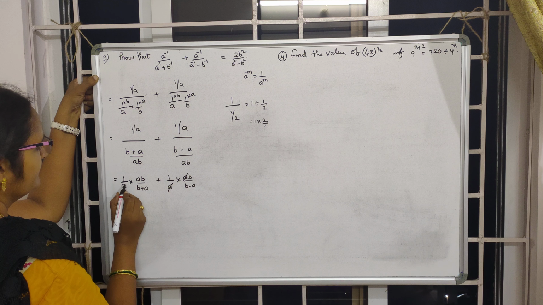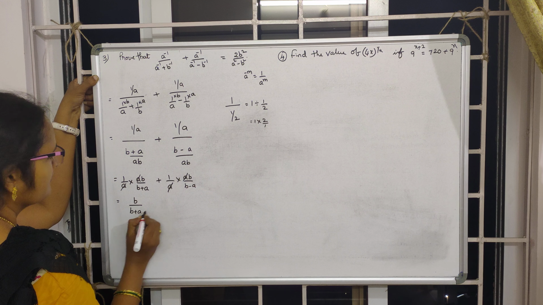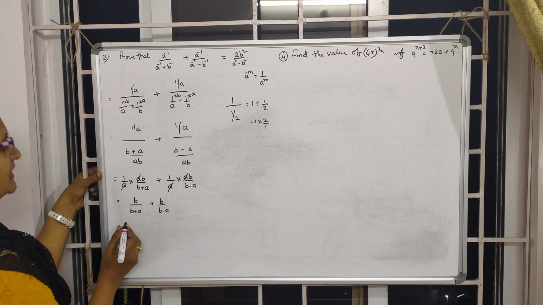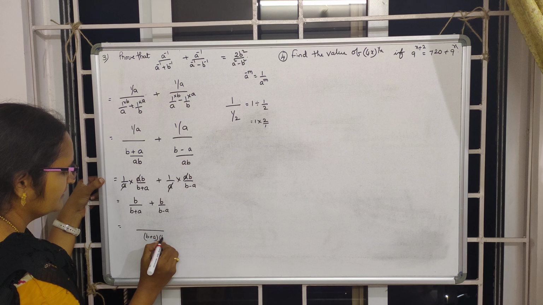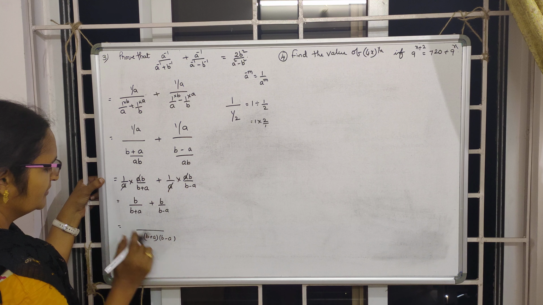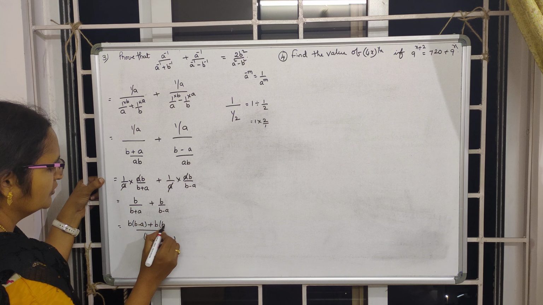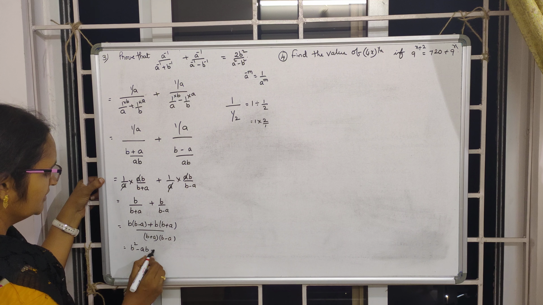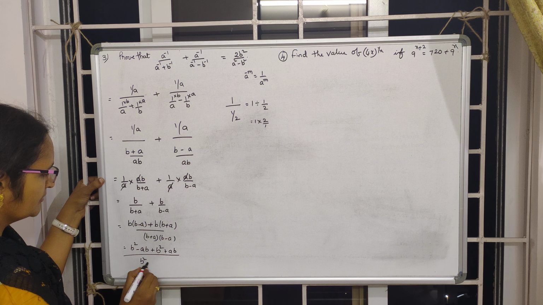A and a gets cancelled. A and a gets cancelled. We are left with b by b plus a plus b by b minus a. Now again I am taking the LCM. This LCM will be b plus a into b minus a. B plus a, b minus a times, so b into b minus a, plus b minus a, b plus a times, so b into b plus a. So it will become b square minus ab plus b square plus ab by b square minus a square.